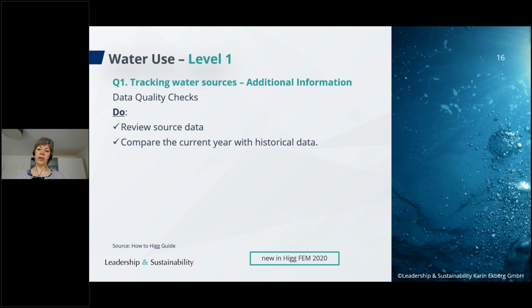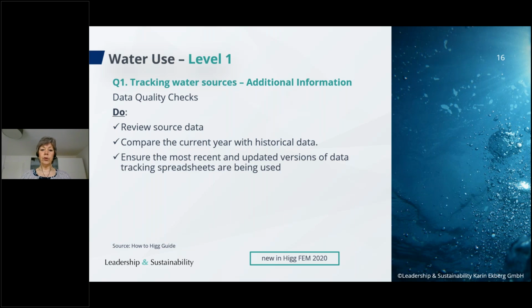So if your production has stayed constant, the number of employees as well, and you suddenly use much more water, then there may be a leak somewhere. So you should then, of course, investigate what is the reason that I'm using so much more water. And then you should also ensure that the most recent and updated versions of data tracking spreadsheets are being used.